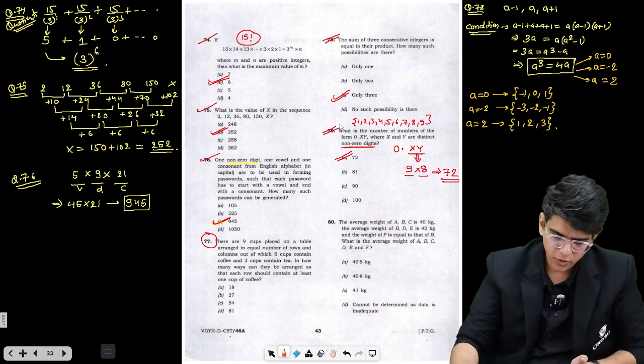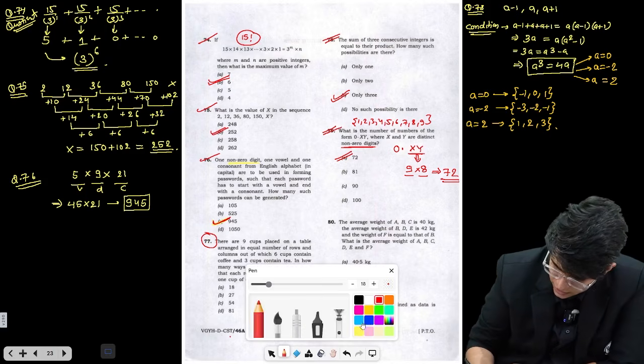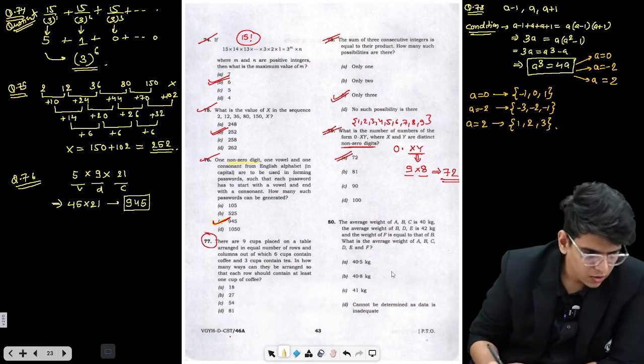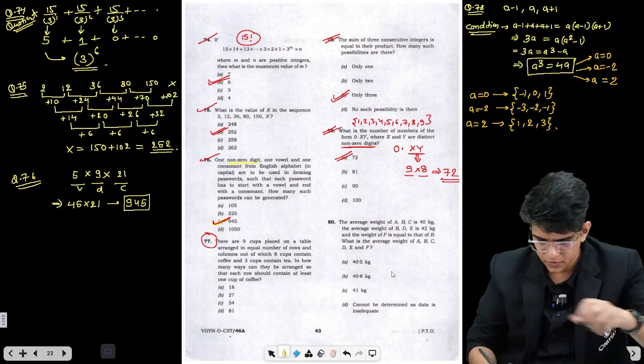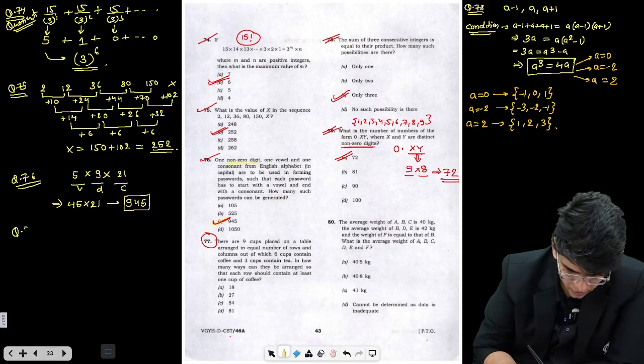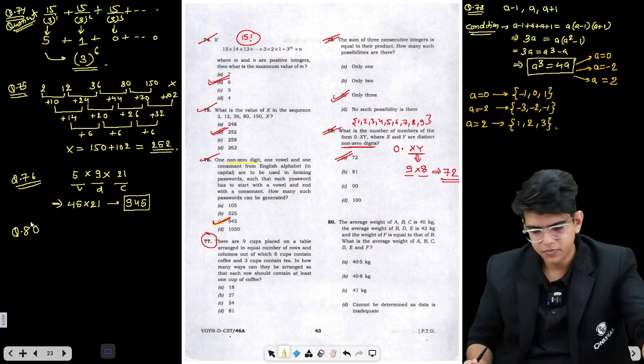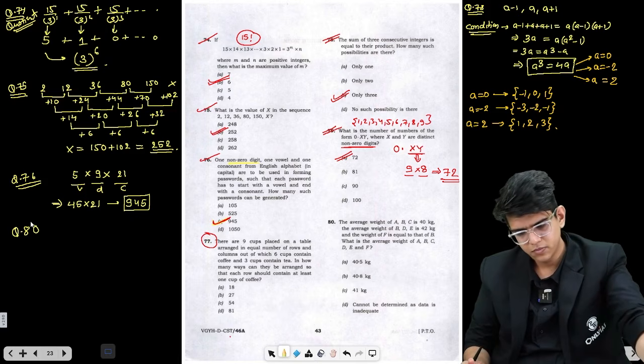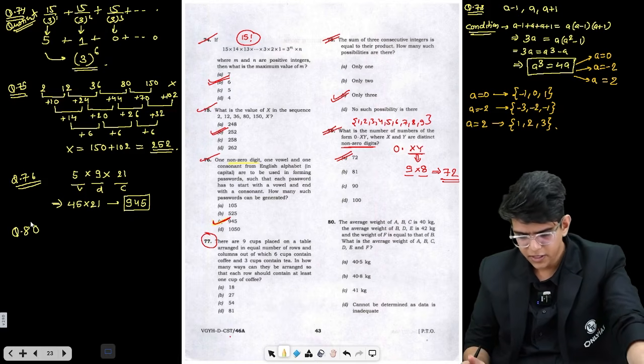Okay. Now question number 80. 80 is a very good question. Very good यानी very easy question है. चलो देख लेते हैं एक बार. Question number 80. क्वेश्चन नंबर 80 क्या बोल रहा है?